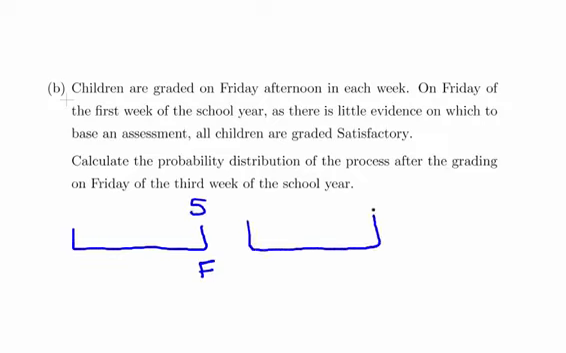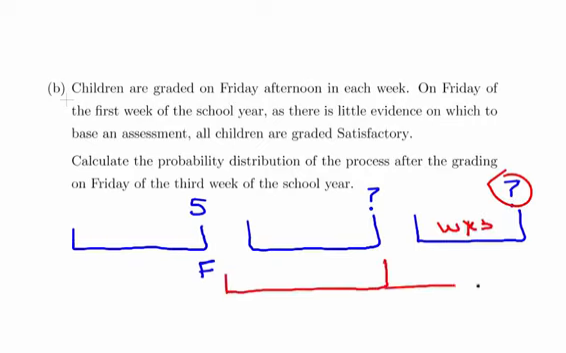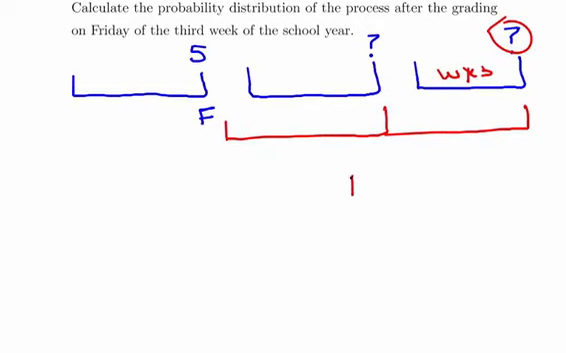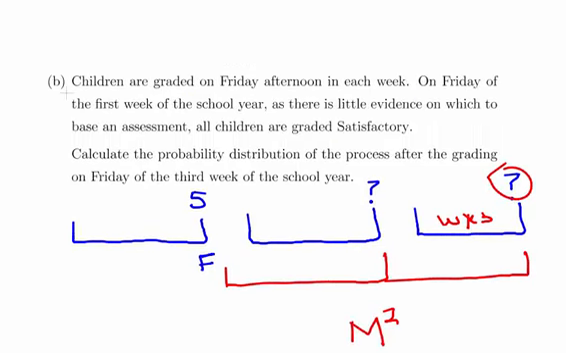Okay, at the end of week 2, we have to figure that out. We actually don't have to figure that out. We have to figure this out here, specifically. So this is week 3, the end of week 3, and this is 2 transitions. So there's 2 transitions there. So what we're going to do here is use the square of the transition matrix. And our initial probability distribution is that they're all classified as satisfactory. All children are classified as satisfactory.